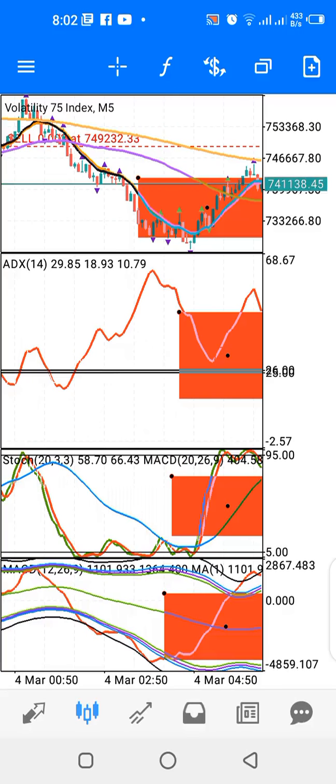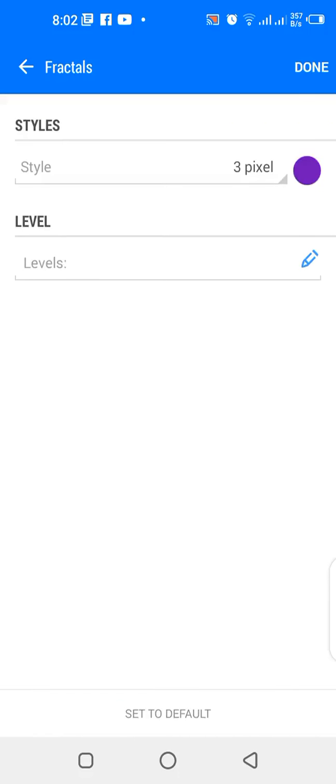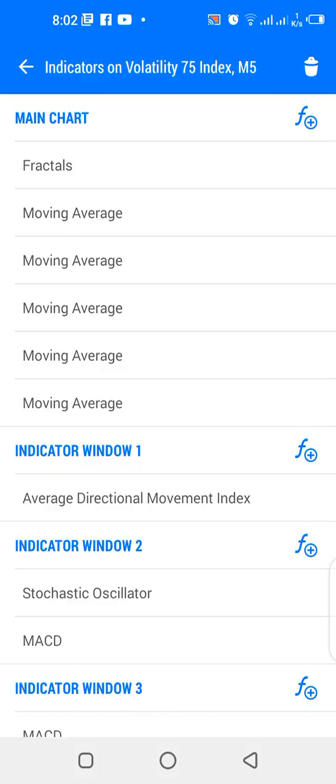let's look at the settings on the main window first. We have fractals. Fractals is for you to identify the point of price or rejection. Okay, because a fractal arrow develops where there is either a resistance or support zone. So I like to put the fractals as the first indicator on my chart.